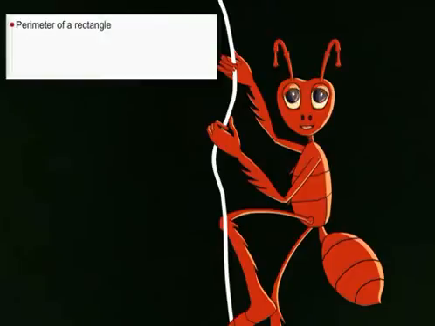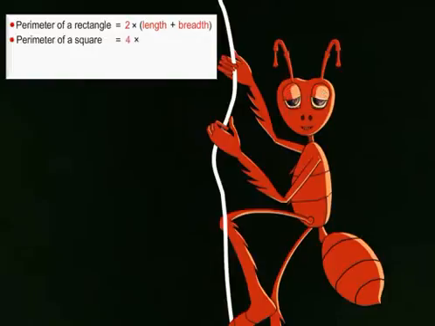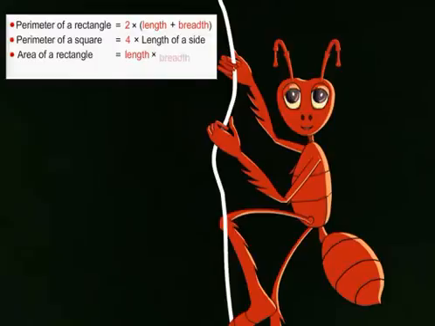Perimeter of a rectangle equals 2 times (length plus breadth). Perimeter of a square equals 4 times the length of a side. Area of the rectangle equals length times breadth. And area of the square equals side times side.